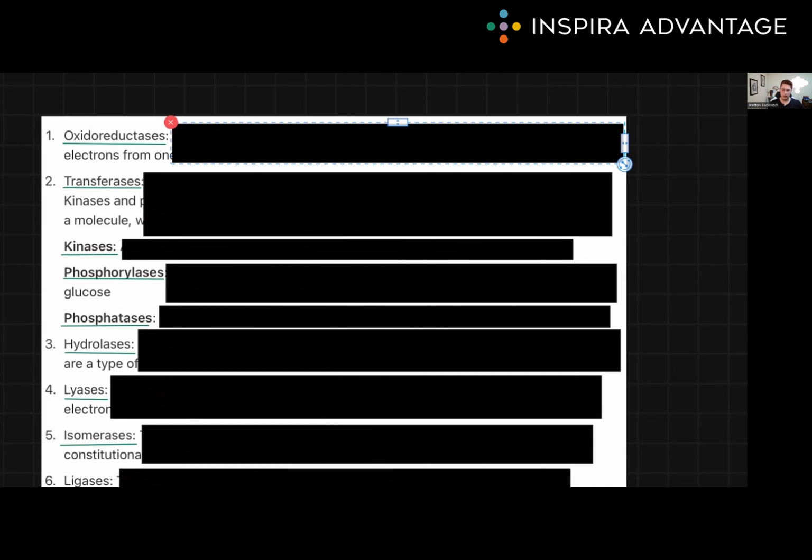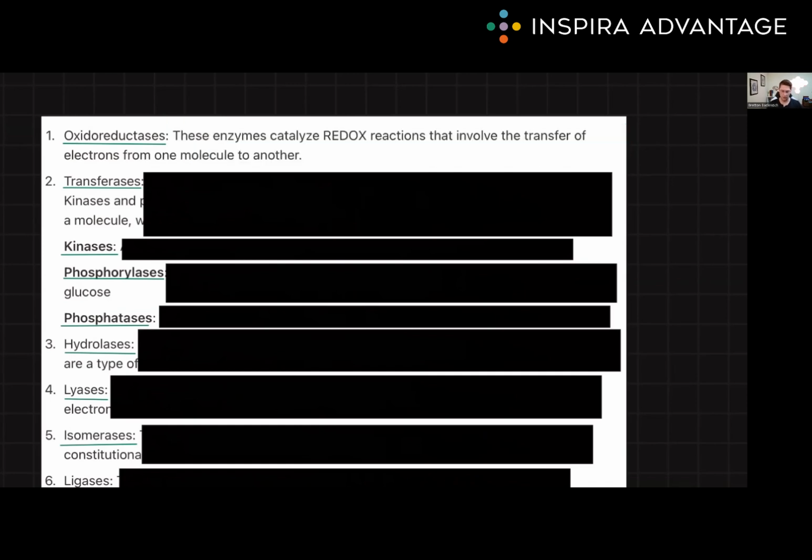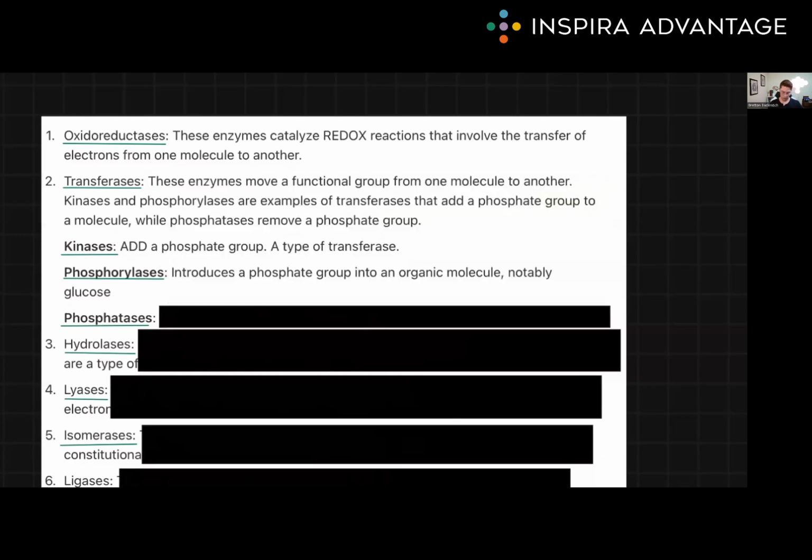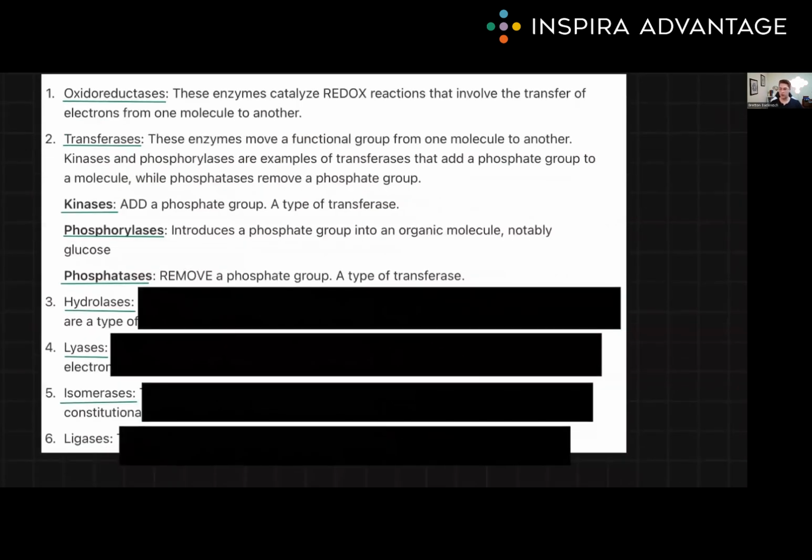Oxidoreductases catalyze redox reactions that involve the transfer of electrons from one molecule to another. Next up, we have transferases. These enzymes move a functional group from one molecule to another. There are 3 types: kinases, phosphorylases, and phosphatases. Kinases add a phosphate group, while phosphorylases introduce a phosphate group into an organic molecule. Typically, this molecule will be glucose. And then finally, for our transferases, we have phosphatases. These remove a phosphate group. Now we're done with transferases.